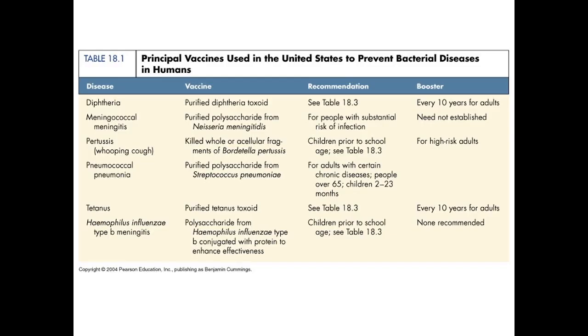So these are some great examples of vaccines that are used in the United States to prevent bacterial diseases in humans. Again, not a table that you need to memorize or really spend too much time on, but it's just showing you the different types of things that are going into these vaccines in terms of what portions of microorganisms or their toxins get added to these in order to activate our immune response against them.